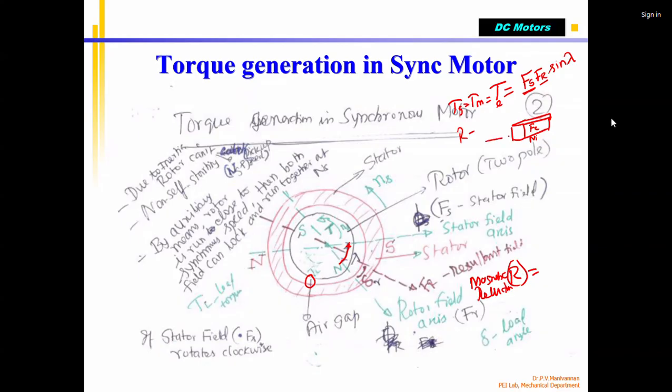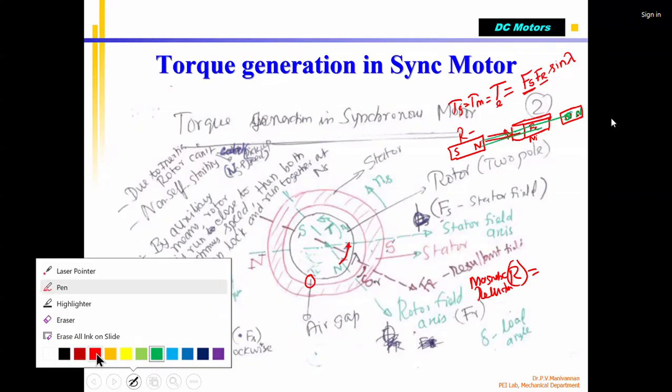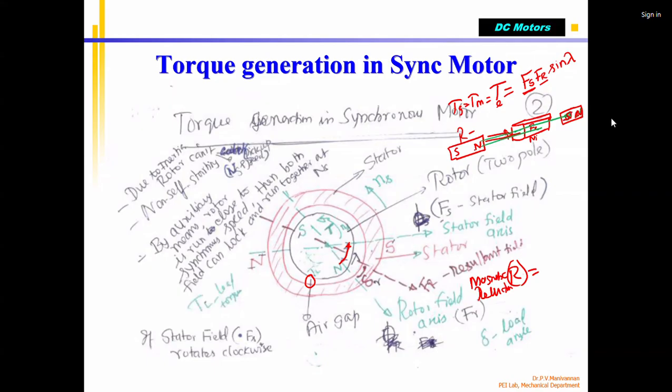For example, I have a bar magnet with a north pole and a south pole. On this side I have another bar magnet, with a north pole and a south pole. Let me correct it: so this is south pole, this is north pole. The magnetic field created by the left-side magnet, which I am showing in green, is called the magnetic field line. It is invisible.